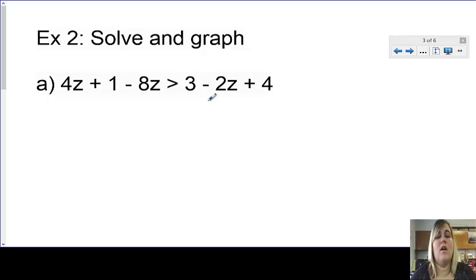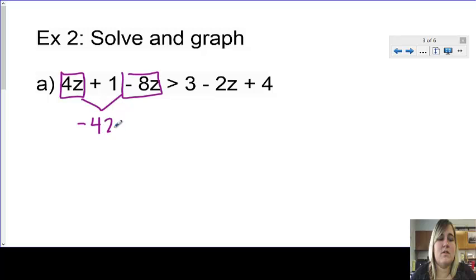Same thing here. Before I do anything, I want to combine like terms on each side. So on the left side, I have 4z minus 8z. When I put those together, I get negative 4z plus 1. Has to be greater than. On this side, I have 3 and plus 4. So when I put those together, I get 7 minus 2z.